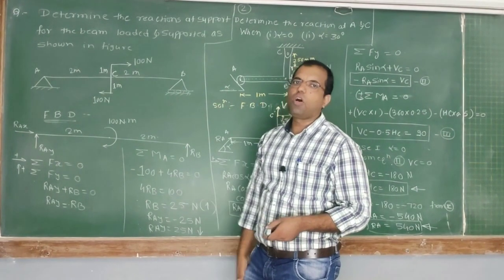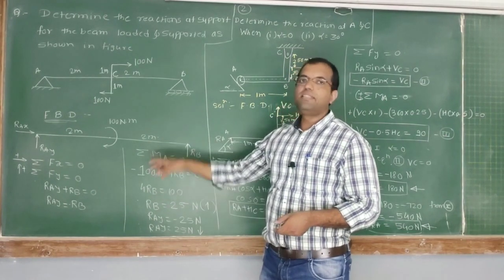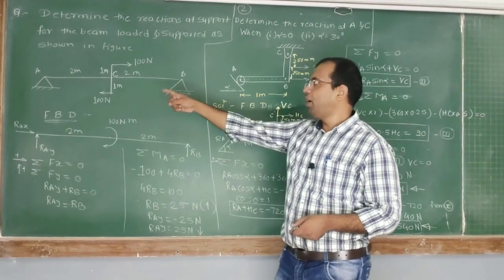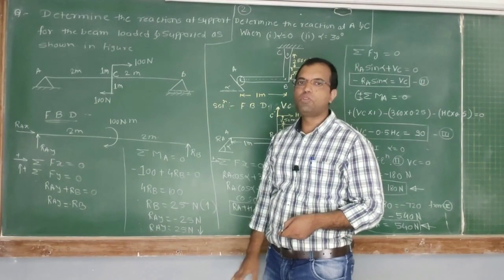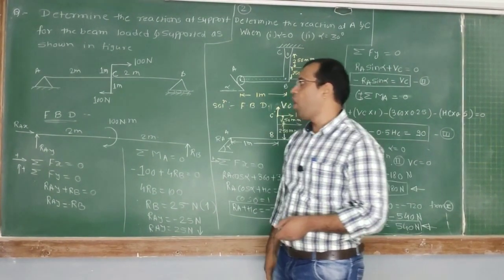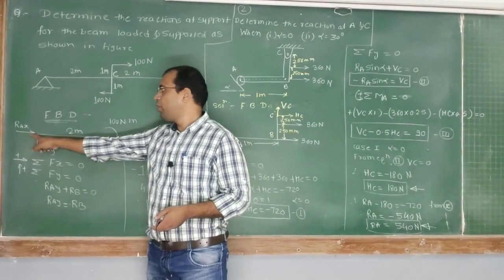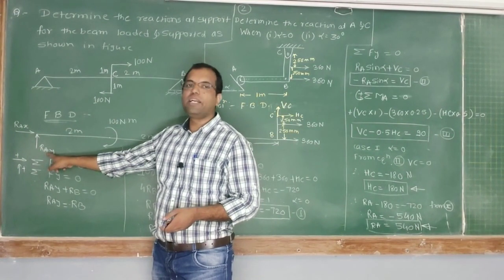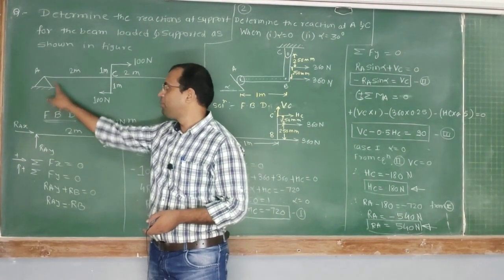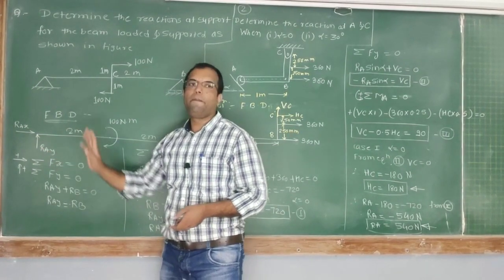So in order to draw the free body diagram, we have to replace the support by its reaction. So there at point A there is a hinge support. So we have to replace this hinge support by the two reactions. How many reactions offered by the hinge support? Two reactions. So one is in horizontal direction and one is in vertical direction. Therefore I have replaced this support by the reaction RAX and this is RAY.